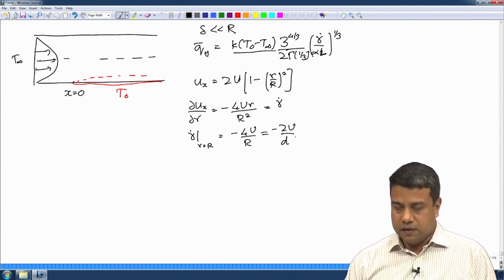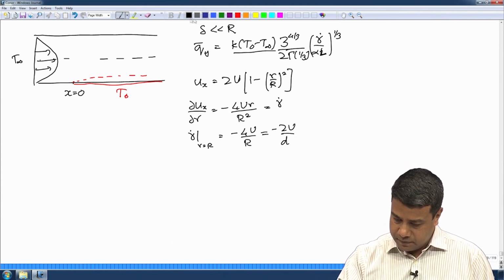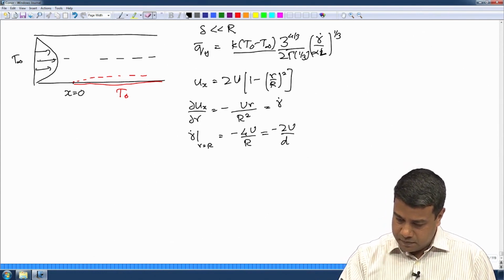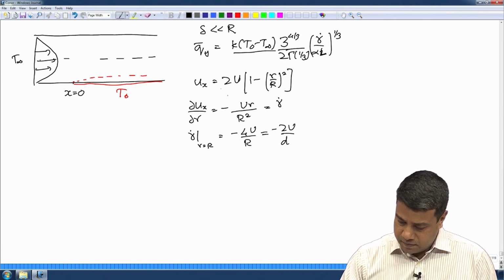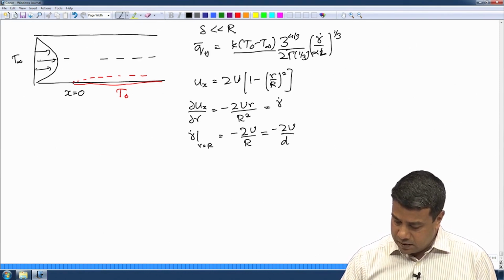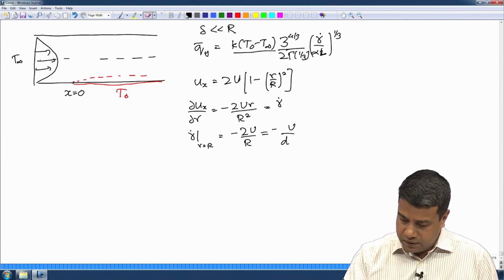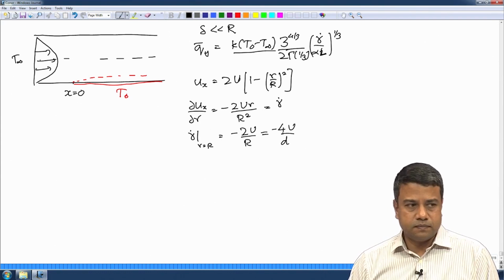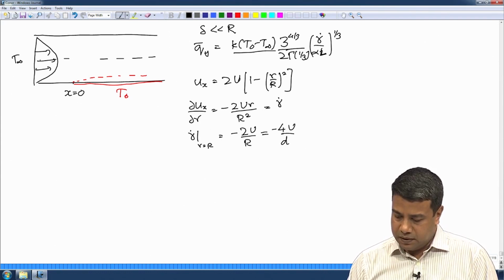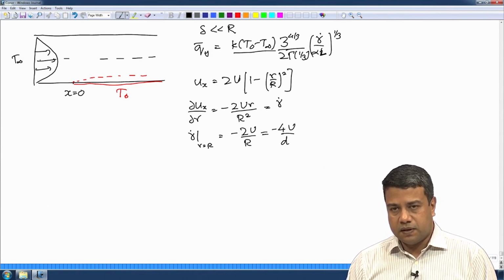Okay, it is 2u by r. If I write in terms of the pipe diameter, this becomes 4u by d. And I can substitute that into my expression for the heat flux.